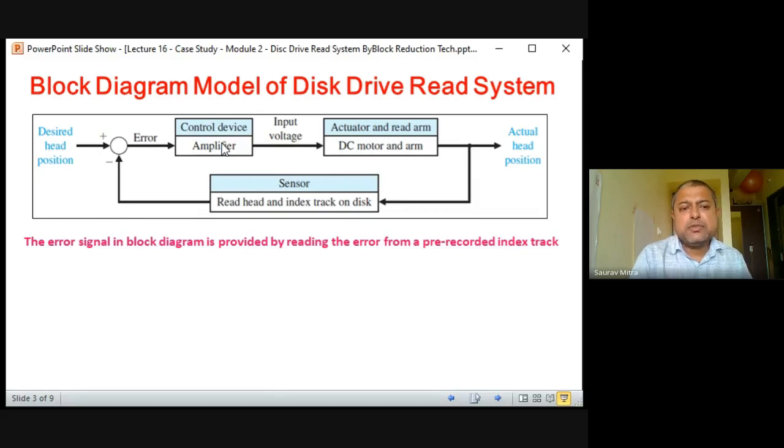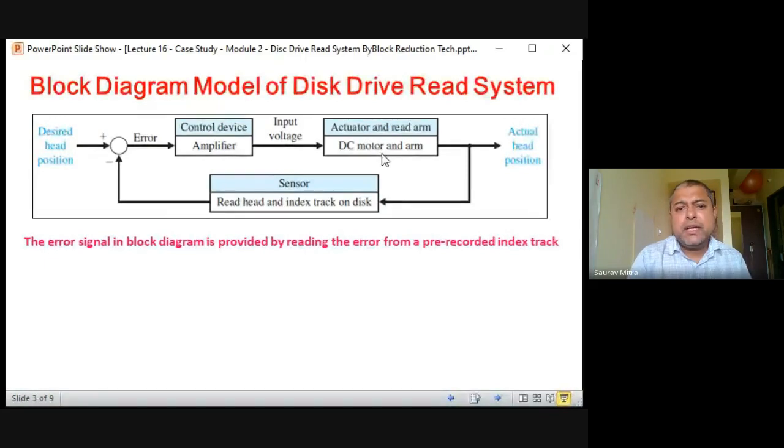So this part is actually controlled by the microcontroller of your computer or whichever system it is part of, and that is producing the output depending on the desired position and actual position of the head. The error signal is generated, this is amplified, and again this is given to the DC motor. Now the DC motor model we will take from a previous model. It is done in the same book by Dorf.